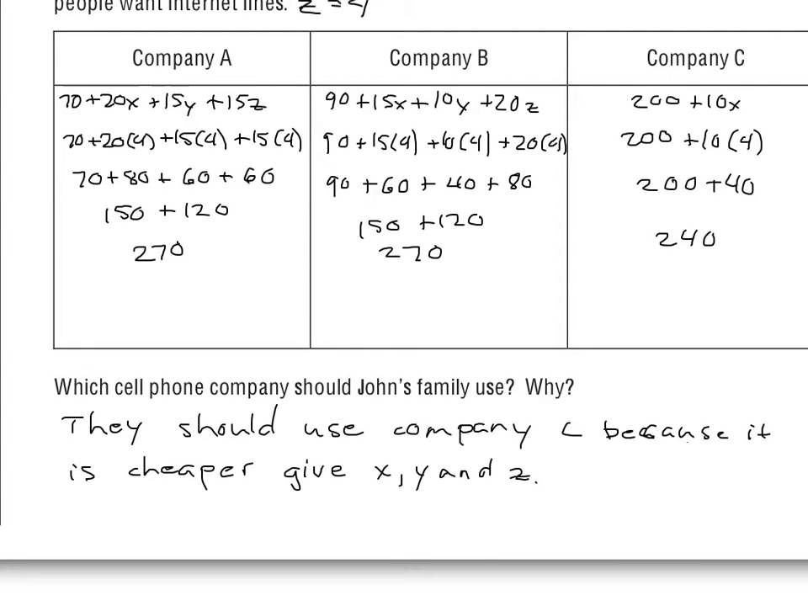All right, we do the simplification and see that Company A is $270 per month, and Company B would be $270 per month. But Company C, despite the fact that it costs so much up front, is so much cheaper per line for all of the extras that it actually comes out to only $240 per month. So they should use Company C because it's cheaper given the x, y, and z.